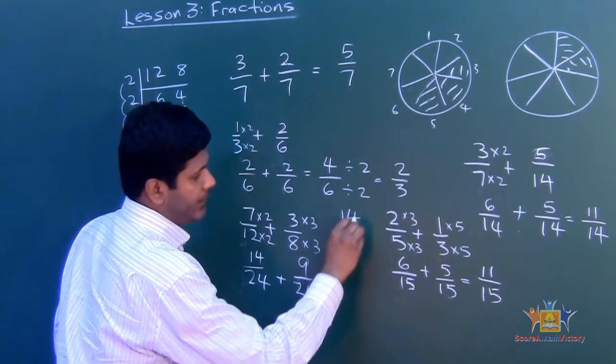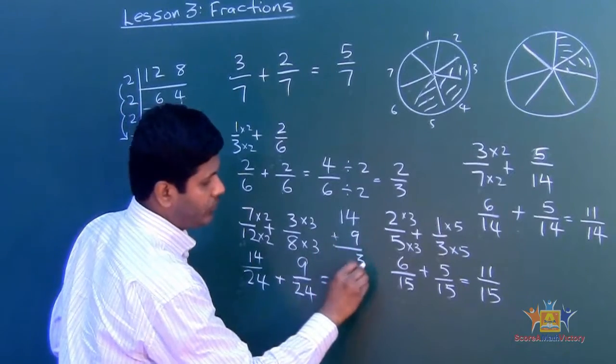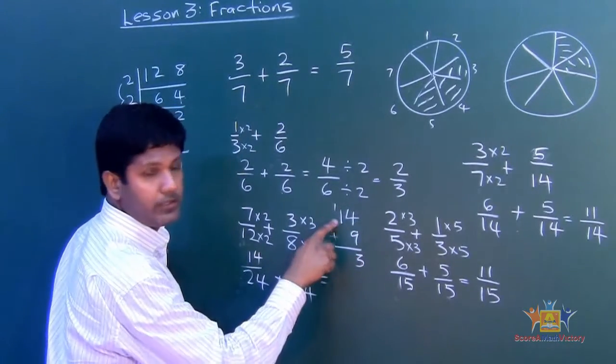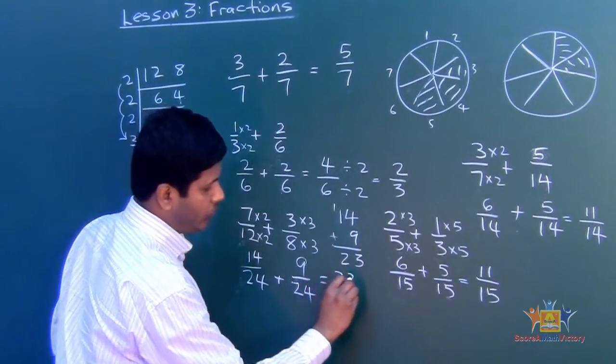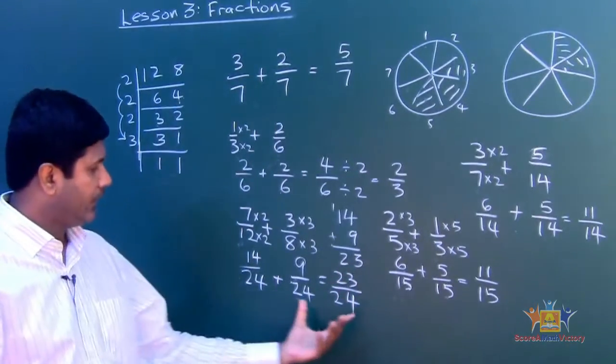Okay, so let's line it up. 4 plus 9 is 13. So you put 3, carry 1. 1 plus 1 is 2. So it's 23 over 24. See that? And that's your final answer.